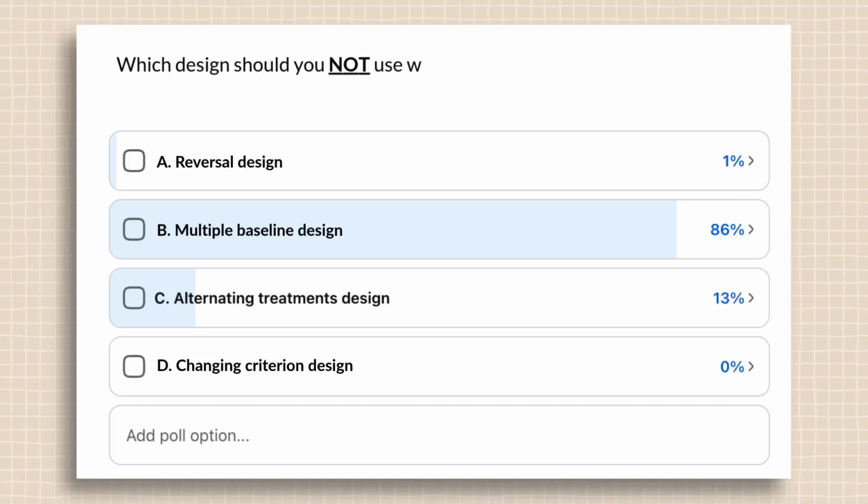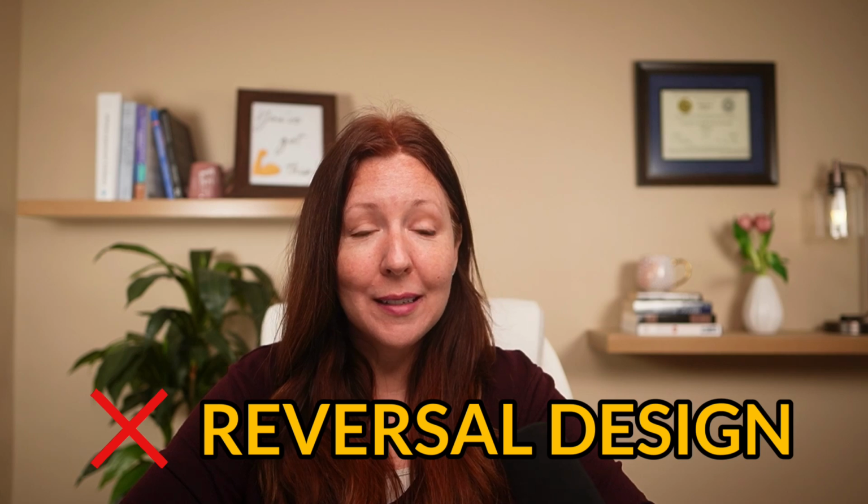So how can we fix this question? Well, perhaps if the question were changed to say, which design should you not use when withdrawal of treatment is unethical, then the correct answer would be A, reversal design. But as the question is written, there isn't one best answer. Only one wrong answer, which is reversal design.